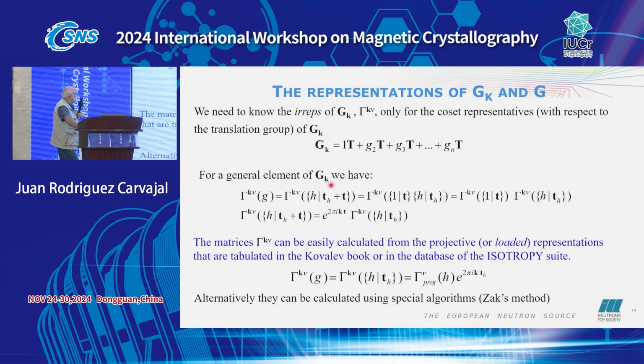For a general element of GK, you see immediately that for another translation, the only thing is that it is multiplied by this phase factor that corresponds to the representation of the K vector of the translation group here. Then you have this formula. And the problem is to determine just these matrices in which you have translations that are not lattice translations. Then, for example, you have a glide plane or a screw axis, etc.